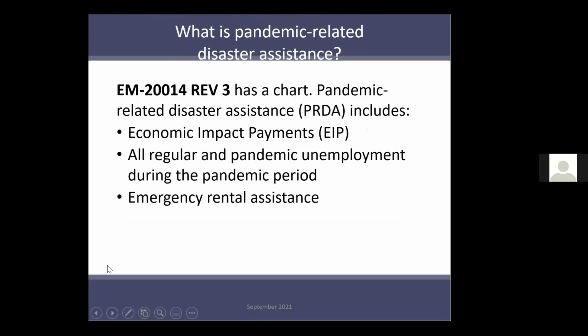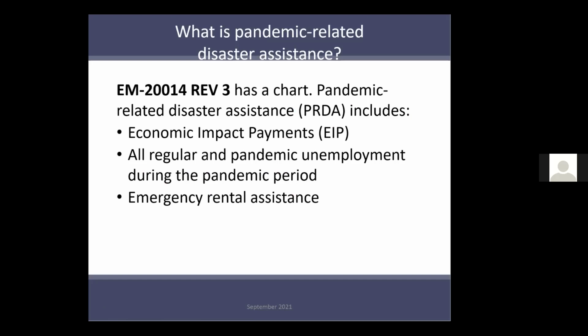So like I mentioned, this first one, EM-20014, has a chart. You'll notice it says revision 3, so it's already been updated. It's going to continue to be updated as new types of assistance come out. So if you have any questions, is this assistance included as pandemic-related disaster assistance? This is the place you want to check. And to the question that was just asked, that chart, I'm just highlighting a couple of examples. These are some of the most common types of assistance that we have seen our clients receive.